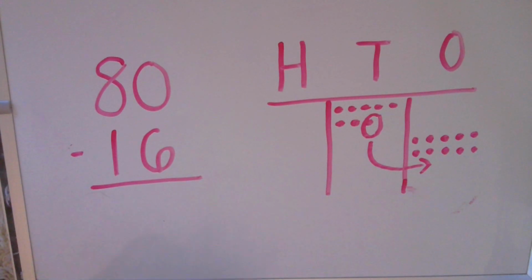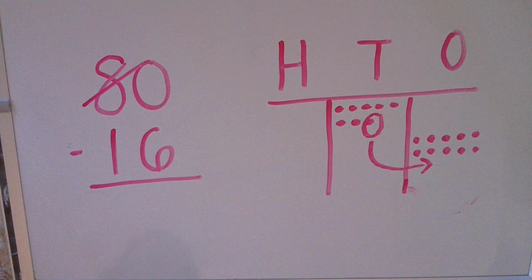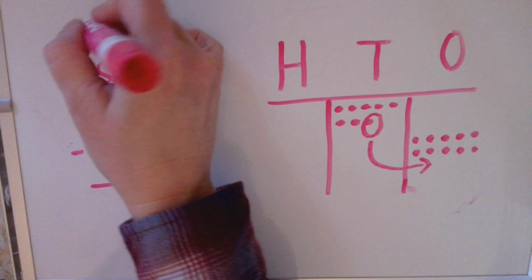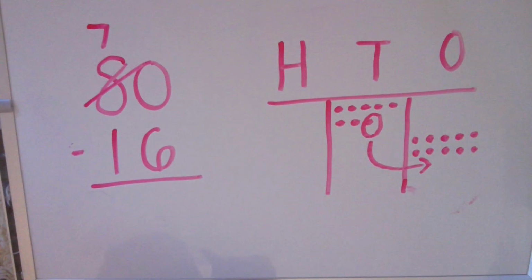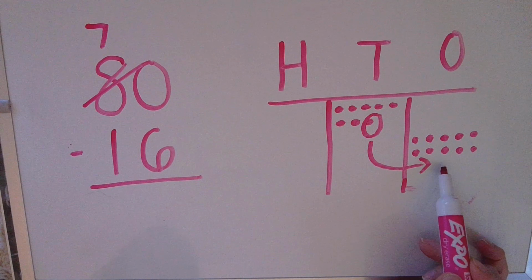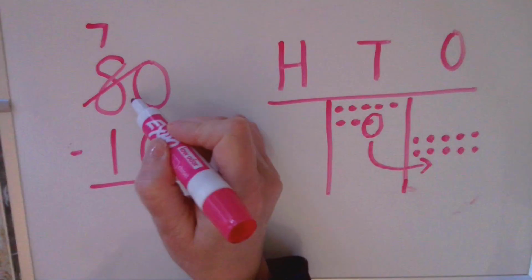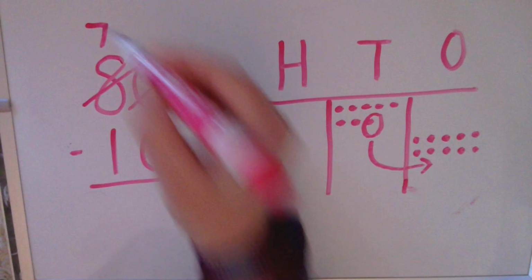What we do to our drawing, we must also do to our equation. We started out with 8 tens. We took a 10 away. So 8 tens minus 1 ten is 7 tens. Then we unbundled those 10 ones and gave them to our ones place. So we don't have a 0 anymore, we have 10 ones.